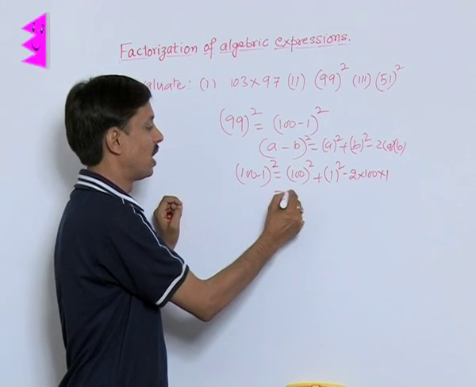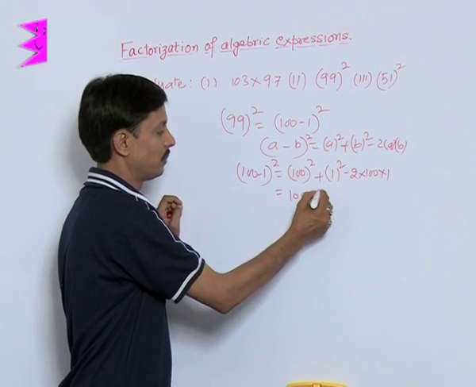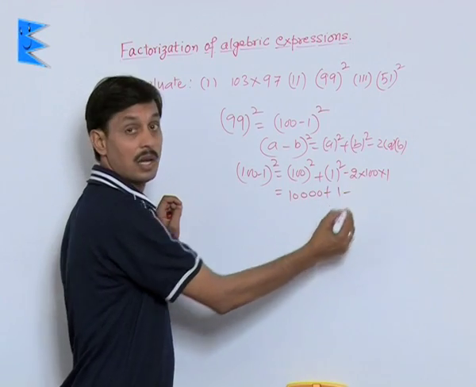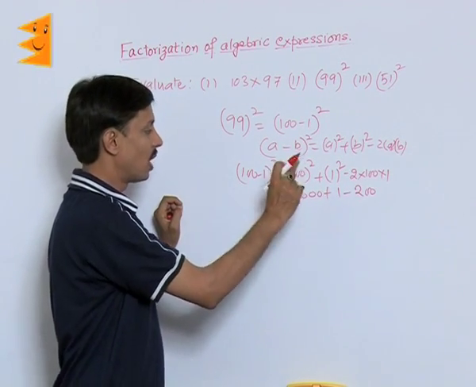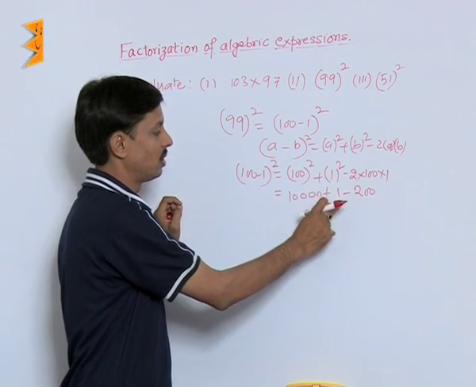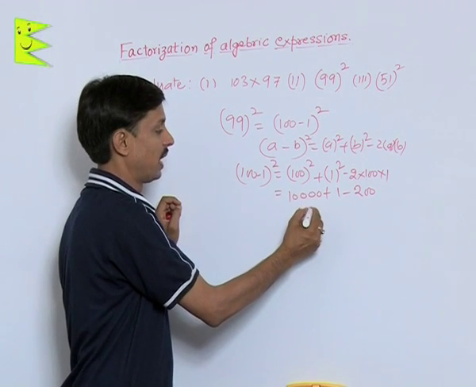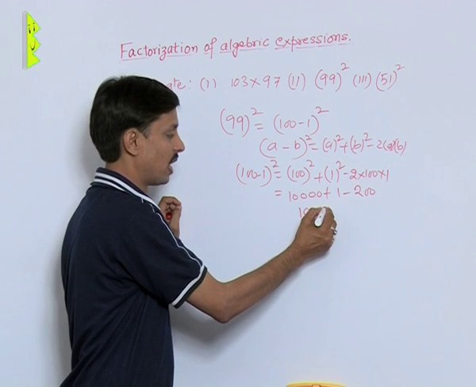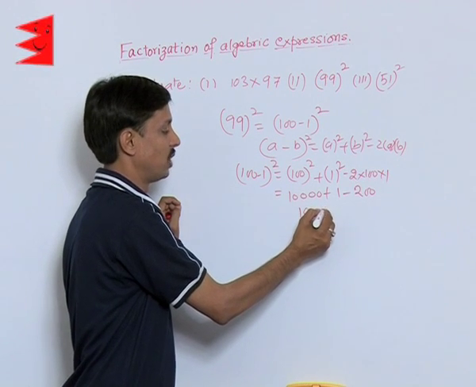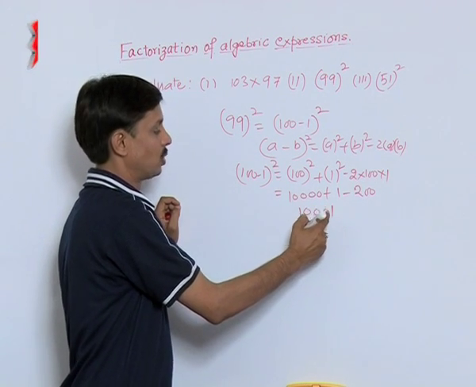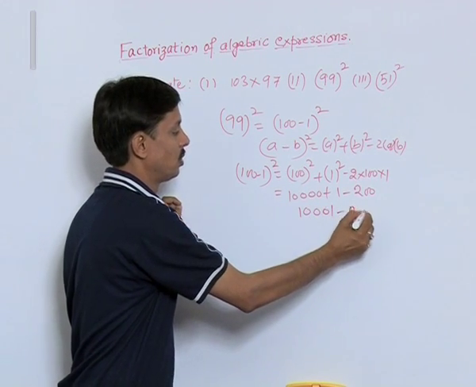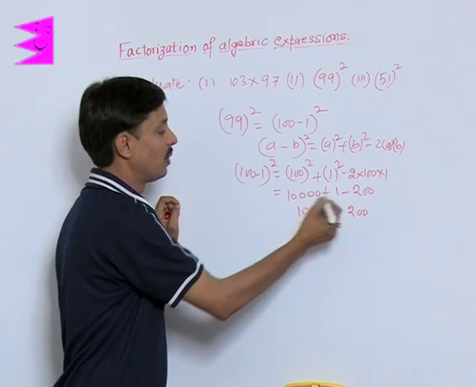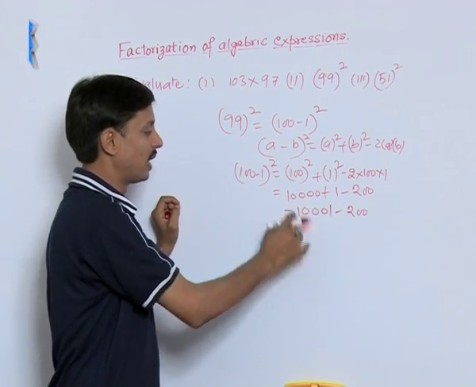100 whole square is what? It is 10,000, plus 1 whole square is 1, minus 2 into 100 is 200. So this is 10,000, this is 1, this becomes 10,001. So now 10,001 minus 200 will be the net value.